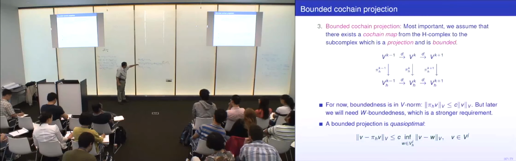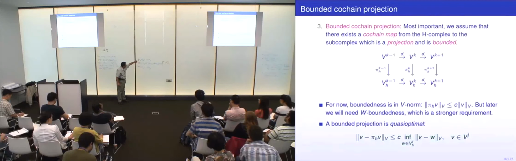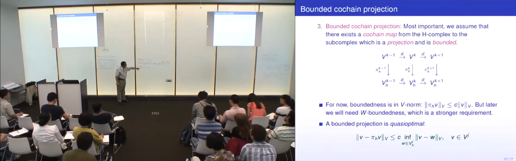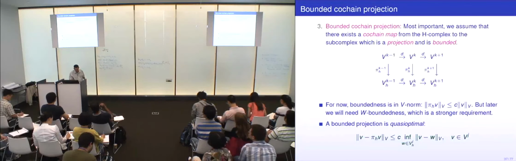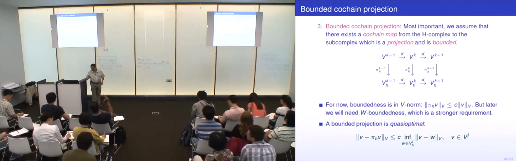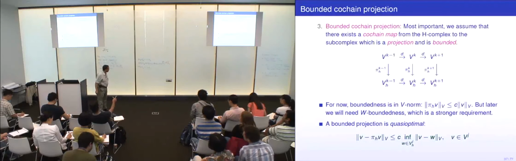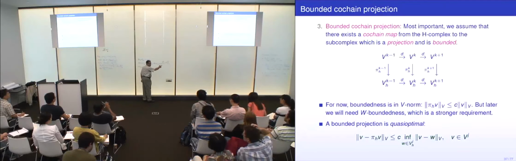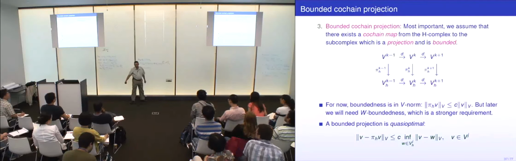In practice, we can always achieve the harder one. But for the time being, we only need the weaker one: pi_h v is bounded by v in the V norm. So I'm going to assume for the time being V boundedness. Later I'll need W boundedness. No, I went from the W norm to the V norm, which by definition includes D.